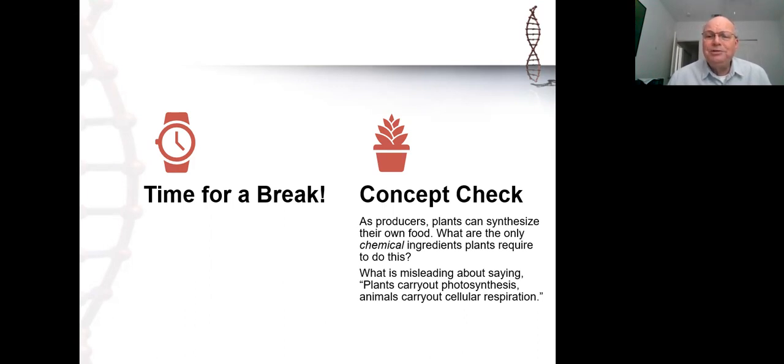As producers, plants can synthesize their own food. What are the only chemical ingredients plants require to do this? That's the first one. And secondly, what is misleading about saying plants carry out photosynthesis, animals carry out cellular respiration, which is actually a very common misconception amongst freshman biology students at all levels? So what is wrong about saying plants carry out photosynthesis and animals carry out cell respiration?